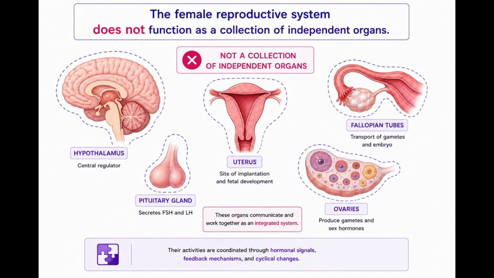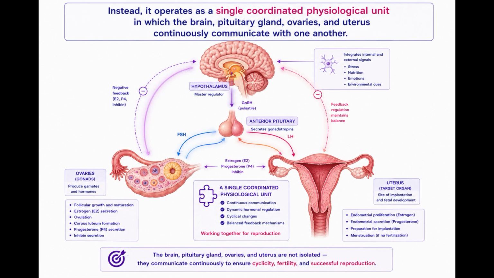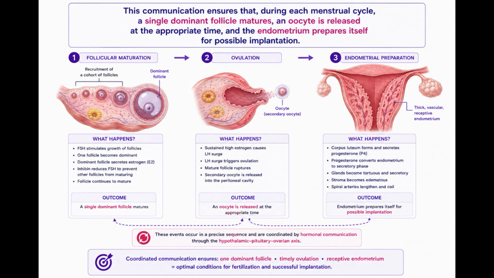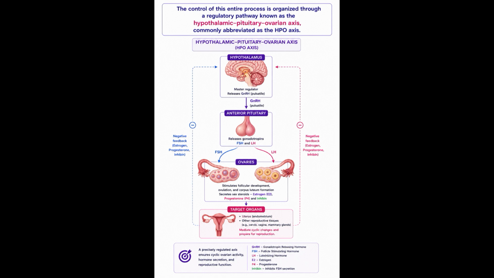The female reproductive system does not function as a collection of independent organs. Instead, it operates as a single coordinated physiological unit in which the brain, pituitary gland, ovaries, and uterus continuously communicate with one another. This communication ensures that, during each menstrual cycle, a single dominant follicle matures, an oocyte is released at the appropriate time, and the endometrium prepares itself for possible implantation. The control of this entire process is organized through a regulatory pathway known as the hypothalamic pituitary ovarian axis, commonly abbreviated as the HPO axis.